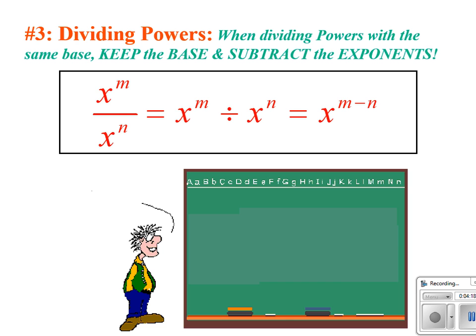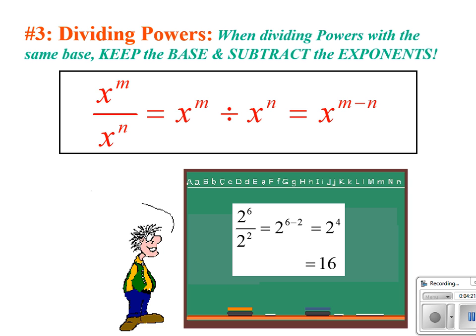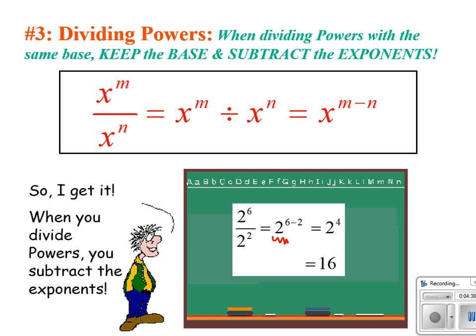Okay, here's a real world problem. If you have 2 to the 6th over 2 to the 2, look at here. We didn't change the base, and we subtracted the exponents, and we got 4. 6 minus 2 is 4. And then if you put that in your calculator, you would get 16. Okay? When you divide powers, you subtract the exponents, but you keep the base the same. It's all about the base. You can't change it. It kind of is a little catchy tune, but I can't carry a tune, so I'll stop singing. Sorry.